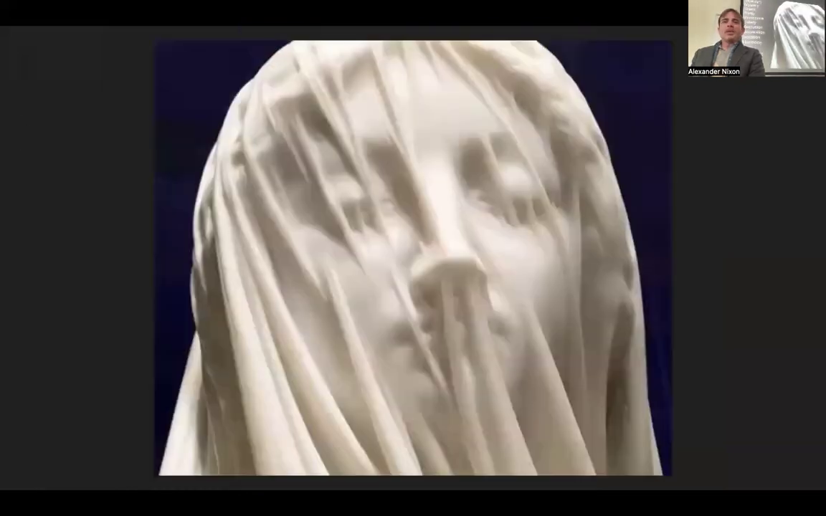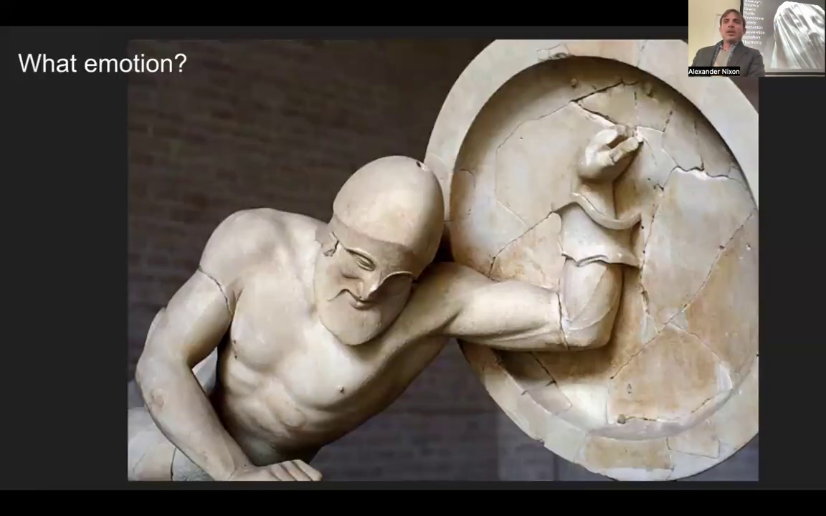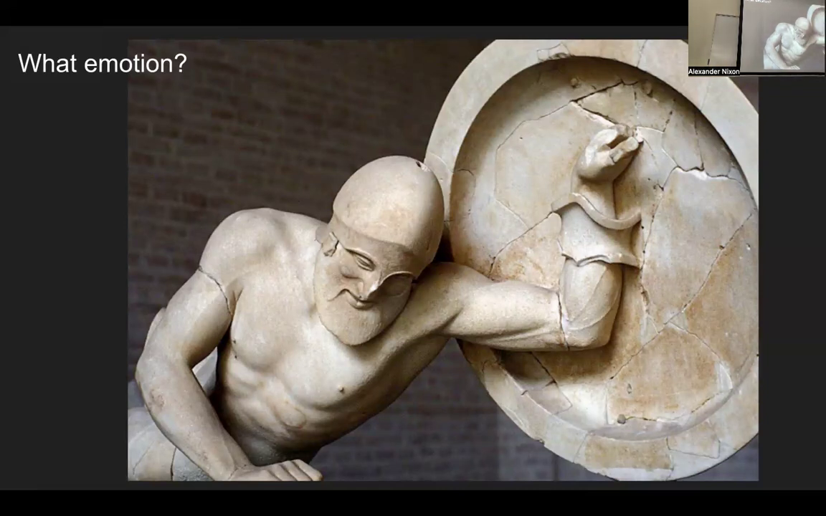So let's see some more examples. That's just one point on the spectrum. Here is a whole other kind of emotion. So what would you say is the emotion being transmitted here? If you could reduce this to one word.